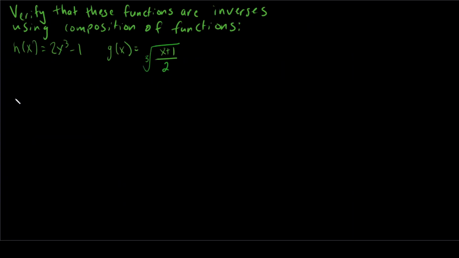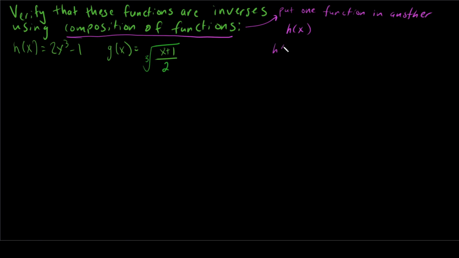All right, so our next example here is verifying that 2 functions are inverses using composition of functions. So you might be wondering, what is this? Well, let me give you a reminder. This is when you put one function in another. So what this looks like is, instead of h of x, every time you see x, you're going to put in g of x. So instead of h of x, you have h of g of x.